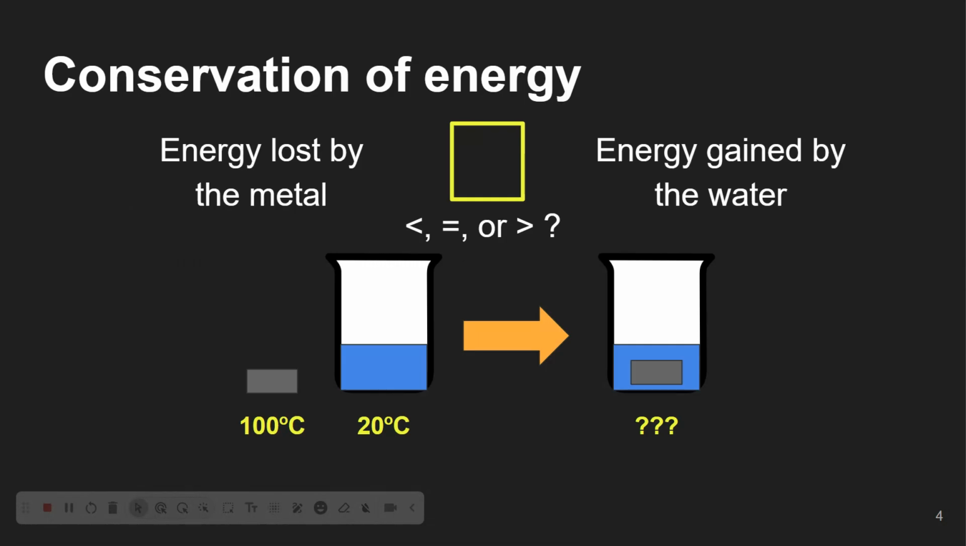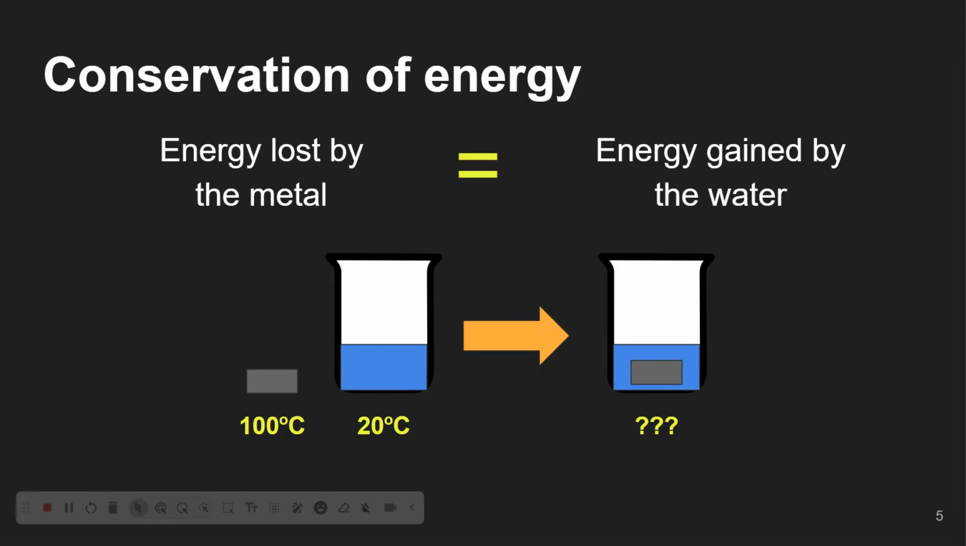Now, still thinking about this idea of conservation of energy, let's say there's a certain quantity of energy lost by the metal, and there's a certain quantity of energy gained by the water. What symbol would work in this box? Is the energy lost by the metal less than that gained by the water, equal to, or greater than?